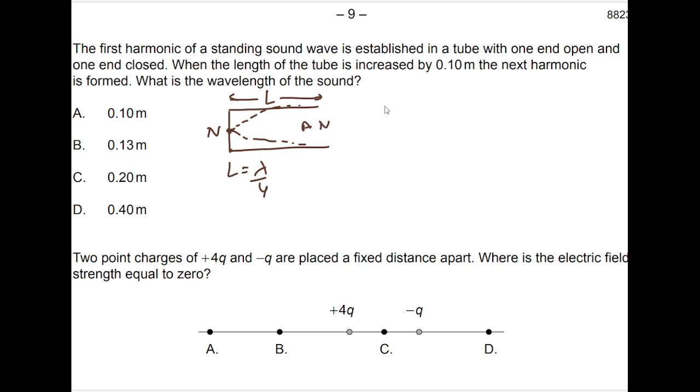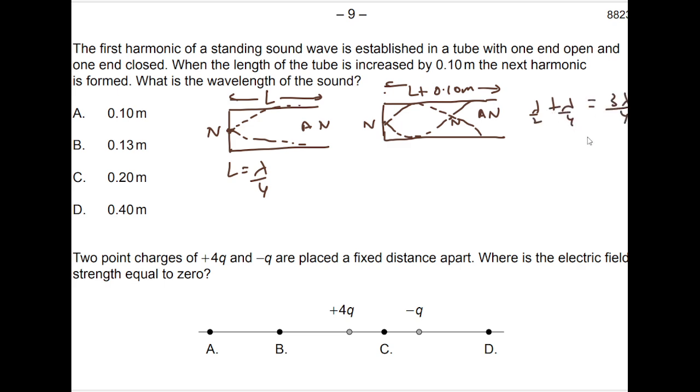Now they say that the length is now increased a little bit, 0.10 meters. And the next harmonic means I will have two nodes and one antinode. So I can draw it like this. Now I have one antinode on the open end and I have two nodes. And if this is the total length, it now becomes L plus 0.10 meters, and that will be equal to the distance between two nodes and then one node and antinode, which becomes lambda by 2 plus lambda by 4, which gives me 3 lambda by 4. So I can write L plus 0.10 meters is equal to 3 lambda by 4.